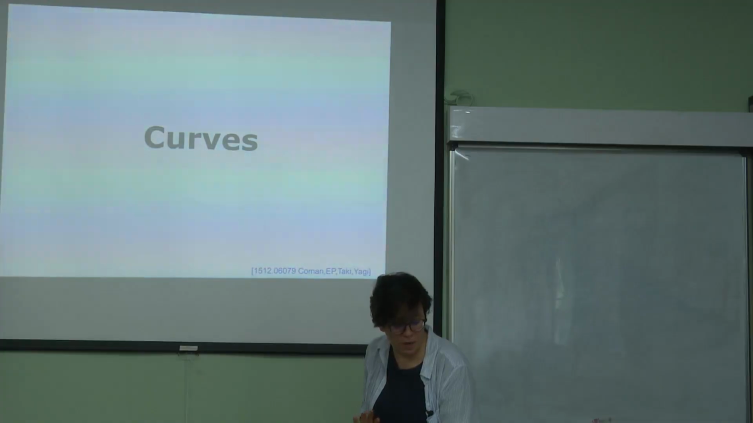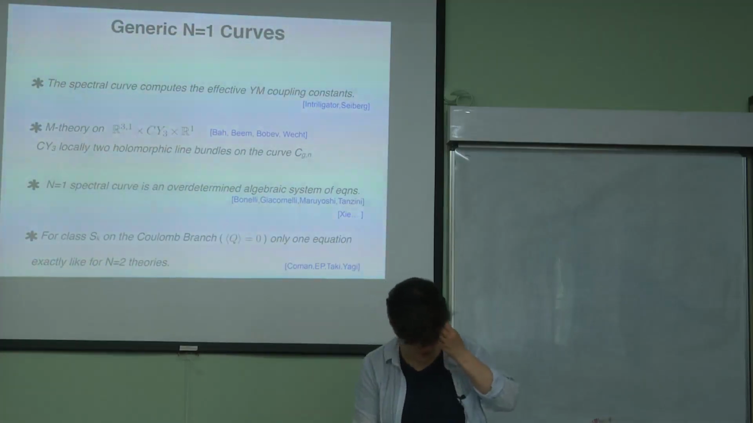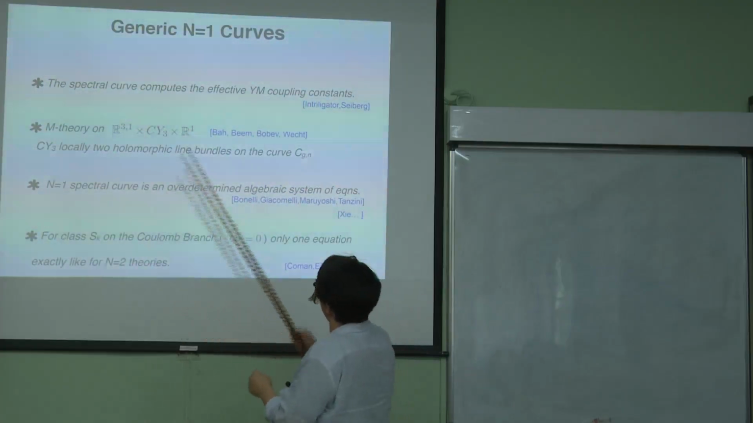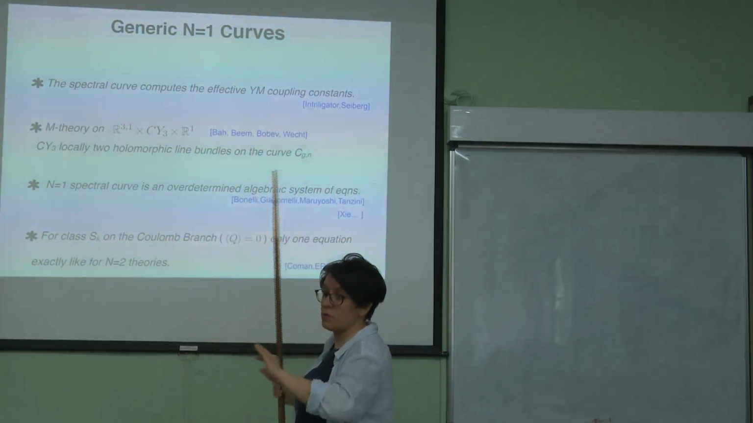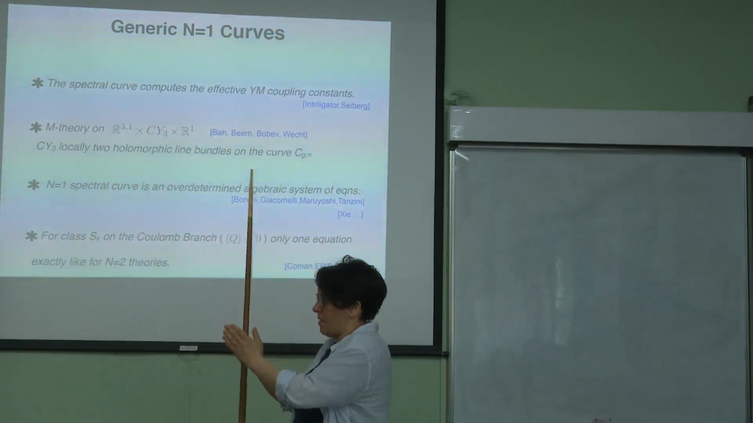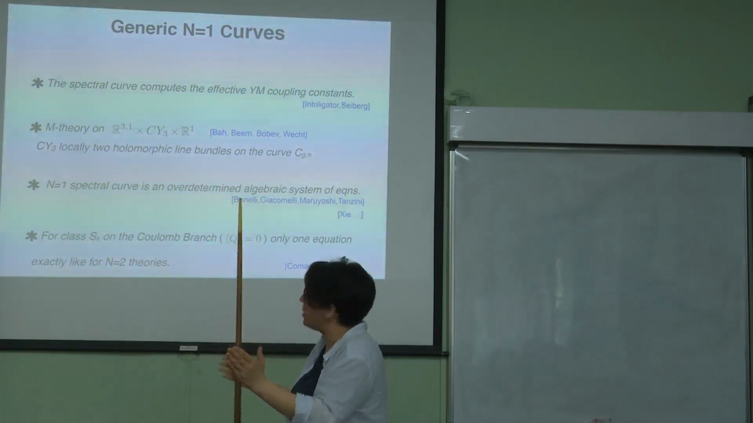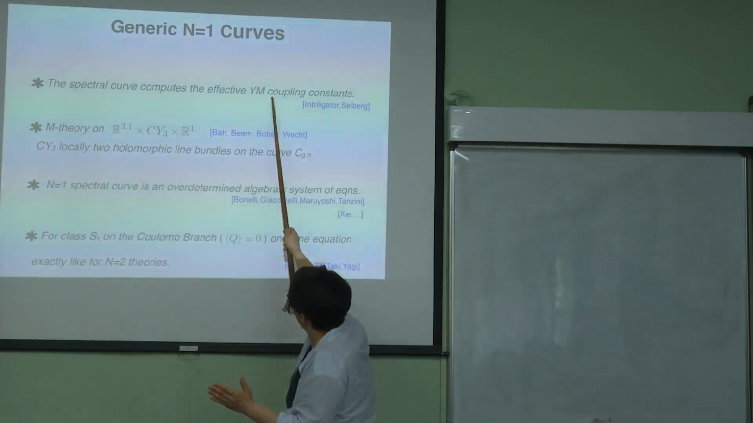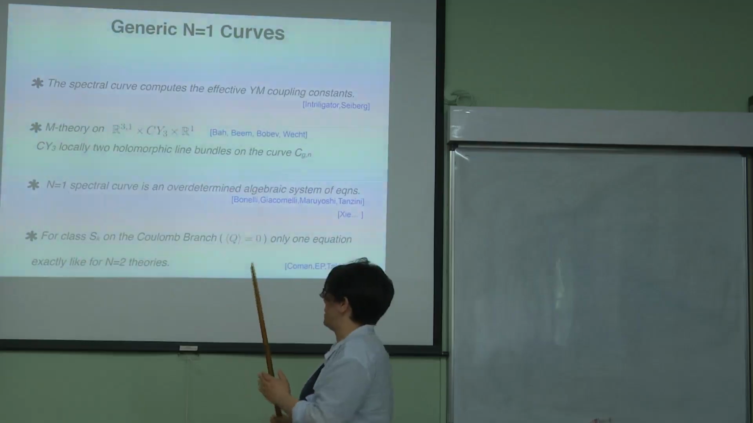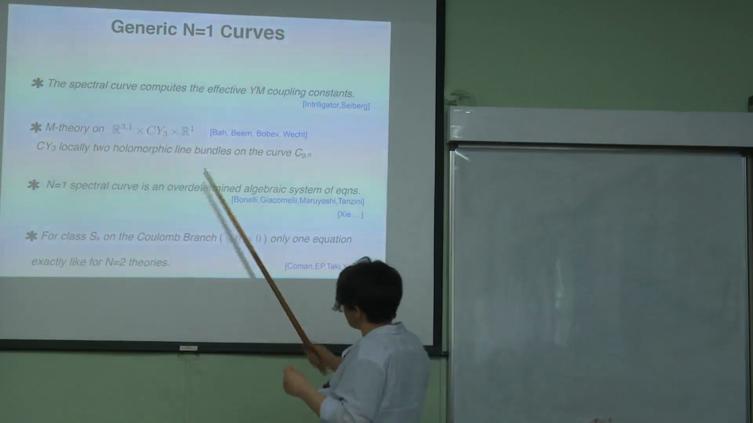Now, I want to study curves, because this is for sure what we learned that works. And again, what the curves do, now we don't have N equal to 2 supersymmetry, so we should not think that we will get the full prepotential, but we should be able to compute the effective coupling constant in the IR. That's holomorphic and we can get it.